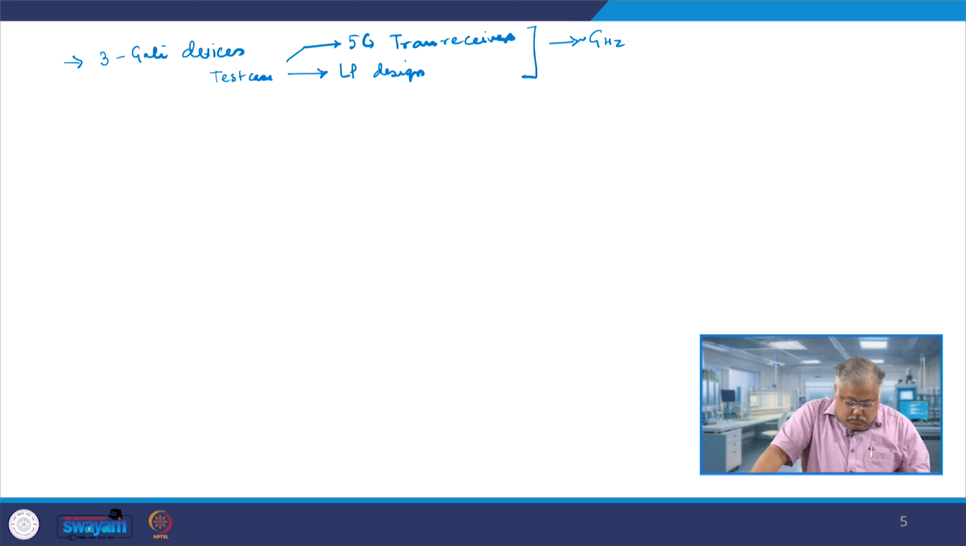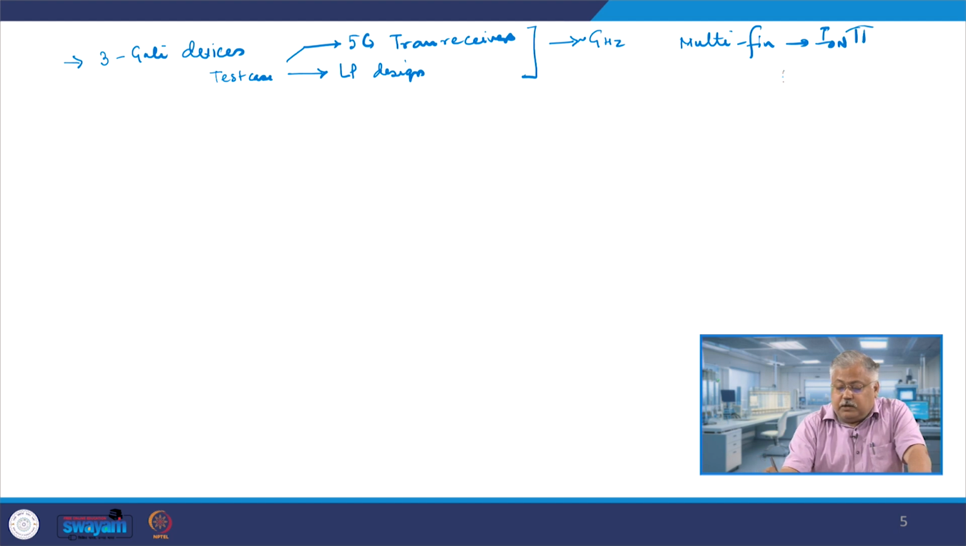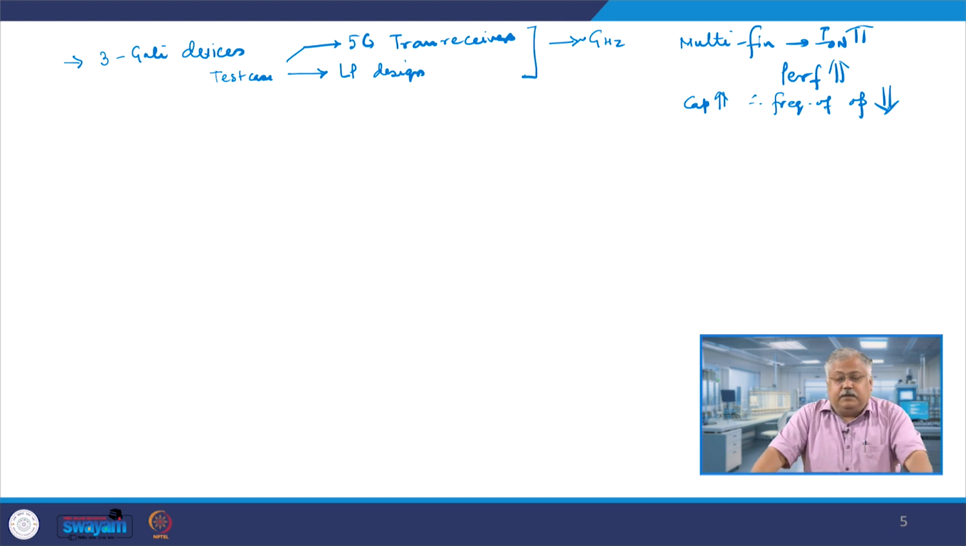Now, and I will come to this later on also, typically when you have multi fin structure, which means that rather than having a single fin, if you have multi fin, then you end up having a larger ion, right. So your performance actually becomes better. But the cost you are paying for it is that your capacitance is also getting increased, and therefore the frequency of operation is getting reduced, right. And that is the basic problem statement which you face when you do a FinFET modeling, that there is always a give and take which happens.